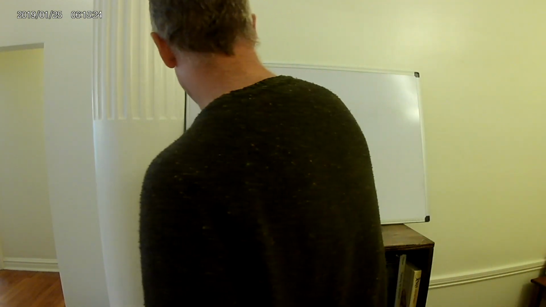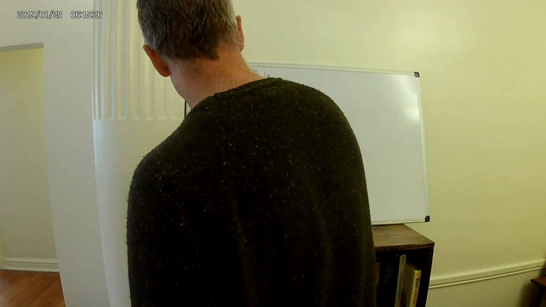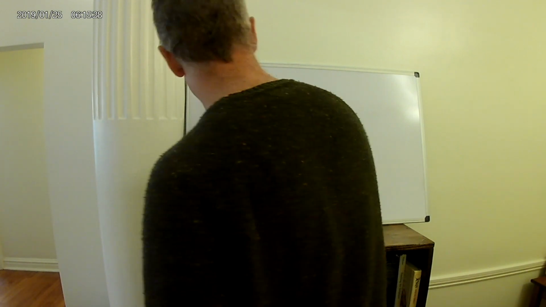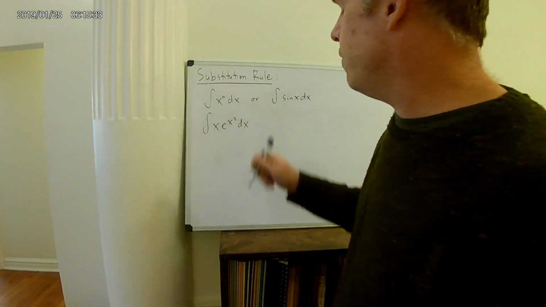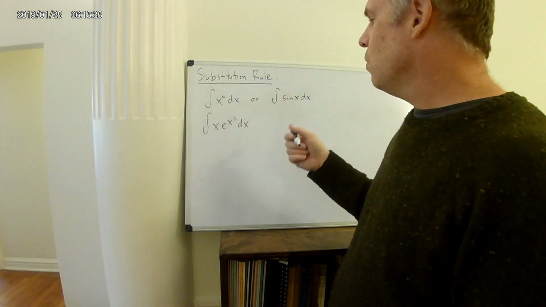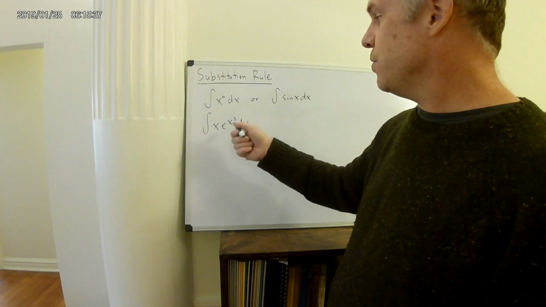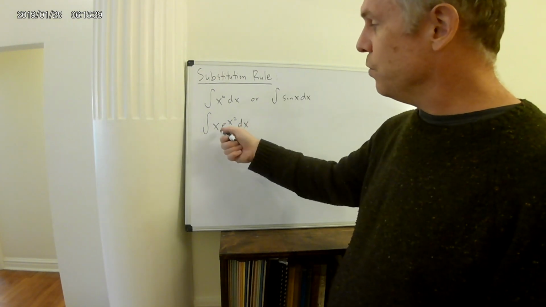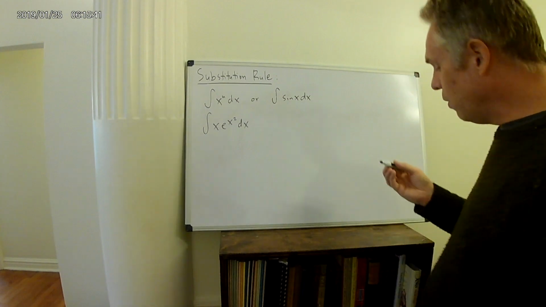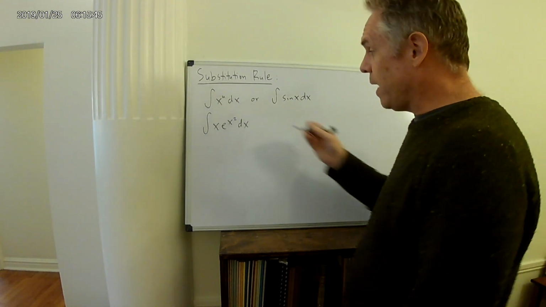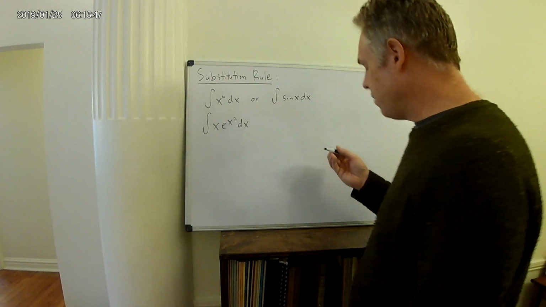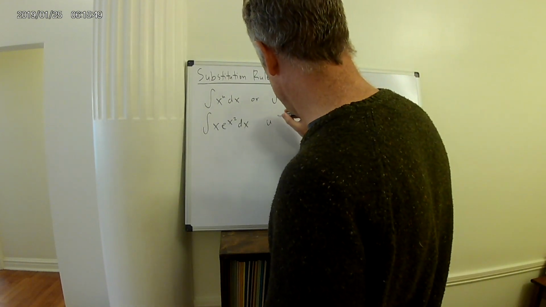But what if I gave you an integral that looked like this? How do I find the antiderivative of that integral? This is a lot tougher. It's not obvious to me how to find a function such that the derivative of that function equals this function. But fortunately there's a technique called the substitution rule, and that allows us to evaluate this integral. The way this works is we introduce a variable.